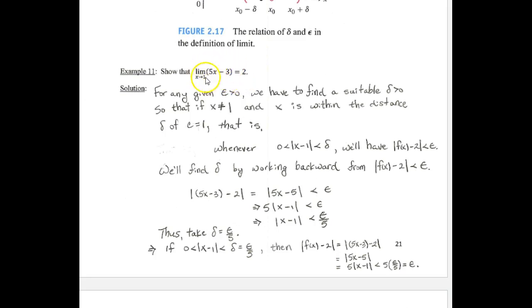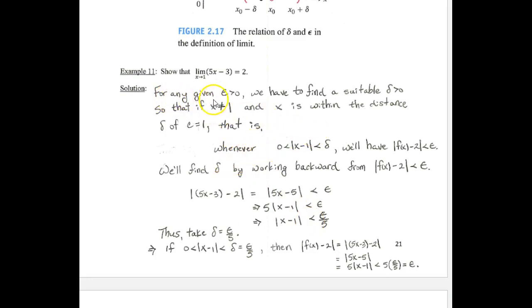Now we know it's 2. This is a very simple polynomial. It's a linear function. So for polynomials, I know all I have to do is plug in 1. So I get 5 times 1 is 5, minus 3 is 2. It's very simple because we already knew that rule. But we're trying to get you to understand the precise definition of a limit. So here's how you need to work this.